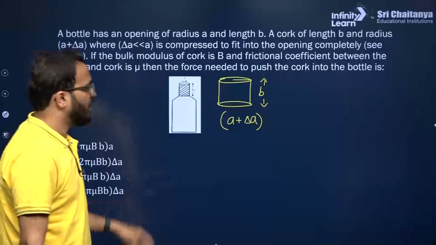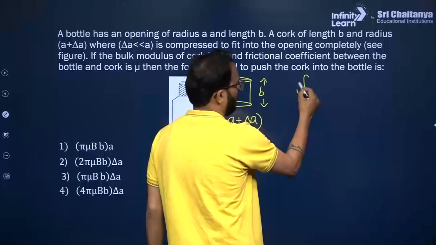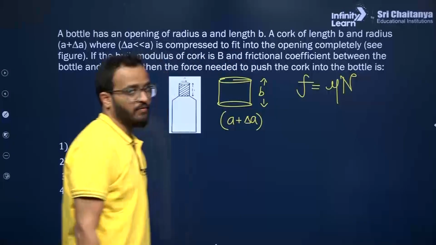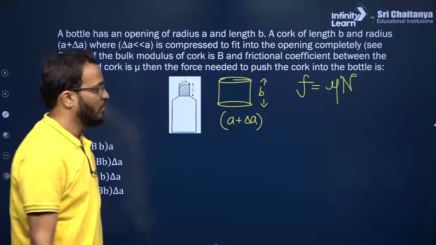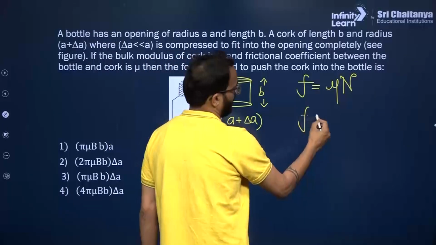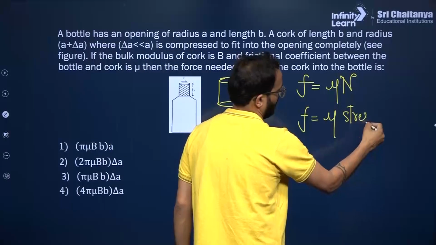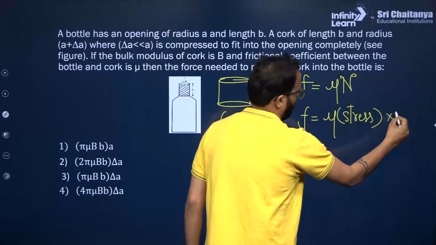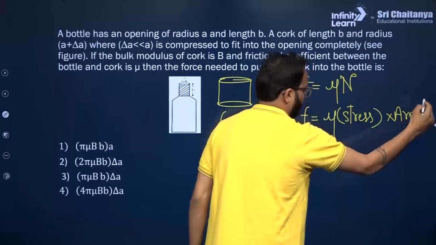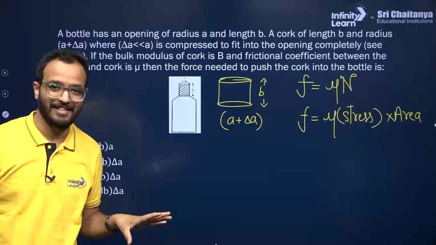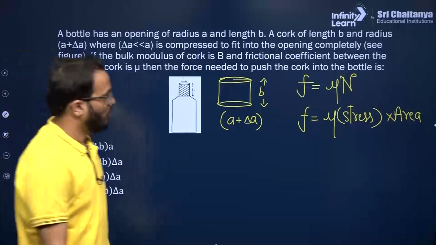So what we technically need to do is find out friction. So for friction we need to find out the normal force. How will we find it out? Normal is very simple. You will say, sir, it is stress into area. Okay, now we need to calculate what is stress.